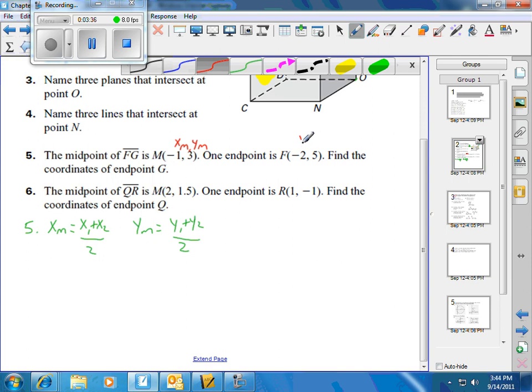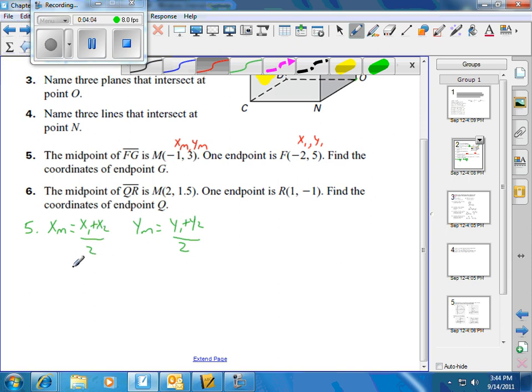And then we could call this x of 1, y of 1, and our other endpoint would be x of 2, y of 2. It doesn't really matter which one you call x of 1 and y of 1 and which you call x of 2, y of 2, as long as they're the endpoints. So all we're going to do now is take our values, plug them into our formula, and then just solve for the unknown.